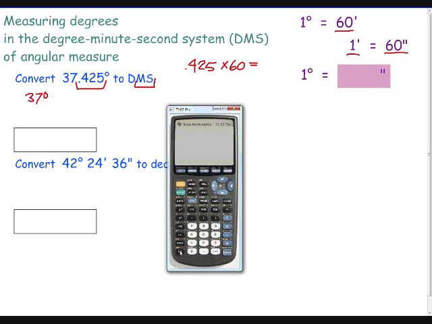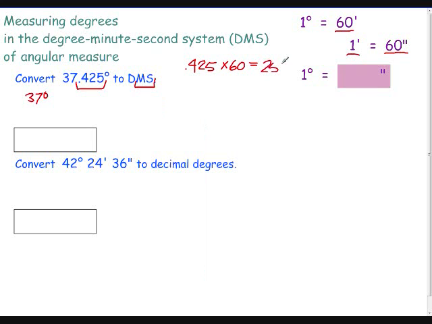See if I can operate it here. Turn it on. We'll put in 0.425. We'll multiply that times 60. So that equals 25.5 minutes. So here's the integer value we're going to use for minutes, 25 minutes. Then we've got 0.5, or half of a minute. Half of a minute will be how many seconds?